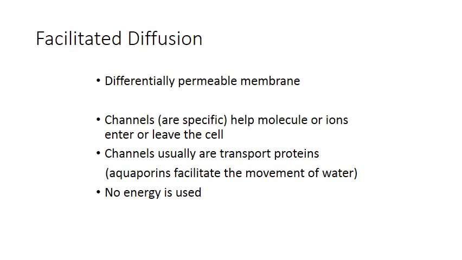Facilitated diffusion is a differentially permeable membrane. They use channels that are specific, and they help molecules or ions enter or leave the cell. Channels usually are transport proteins. They have a specific type of thing they attach.